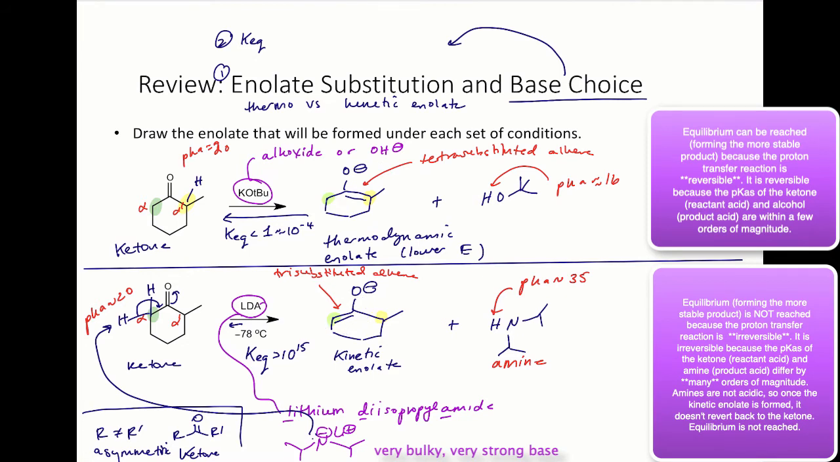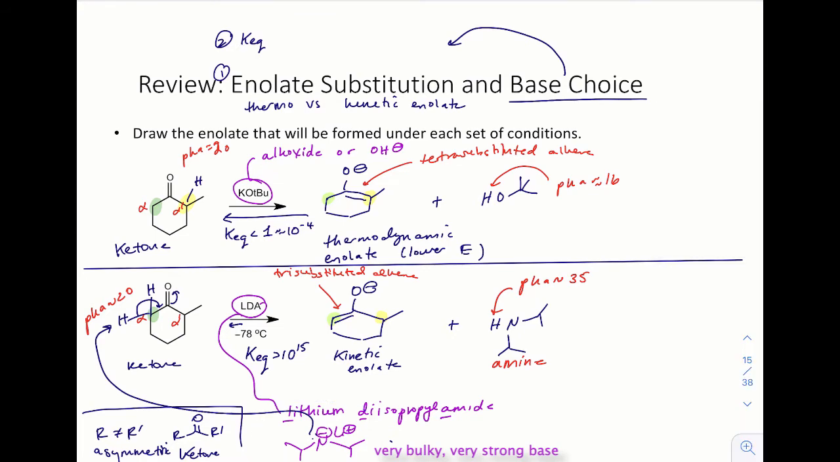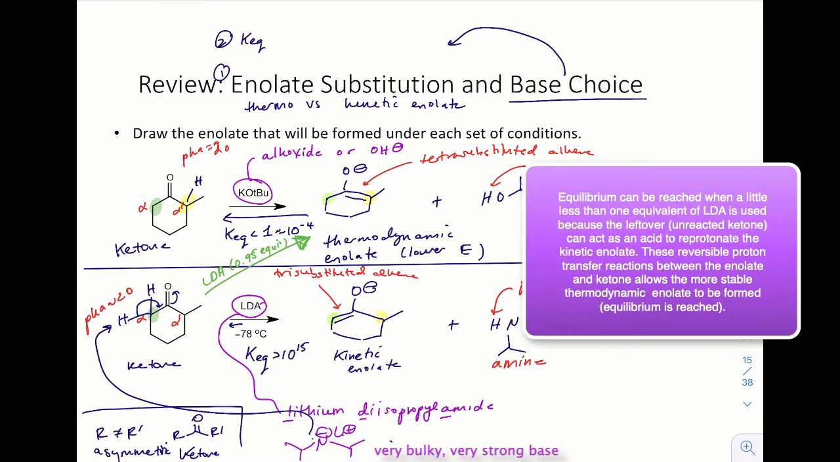So two key differences using alkoxide bases versus a bulky amide such as LDA. However, of course, we did learn that LDA can be used to make even the thermodynamic enolate if you're a bit clever. It always initially makes the kinetic enolate. But if we use just less than an equivalent of LDA, so 0.95 equivalents for instance, equilibrium will be reached even though initially the kinetic enolate is formed, and the thermodynamic enolate will be observed after equilibrium is reached.